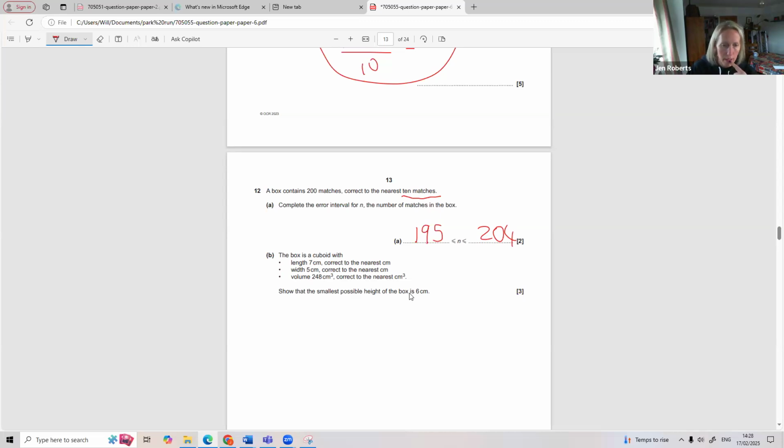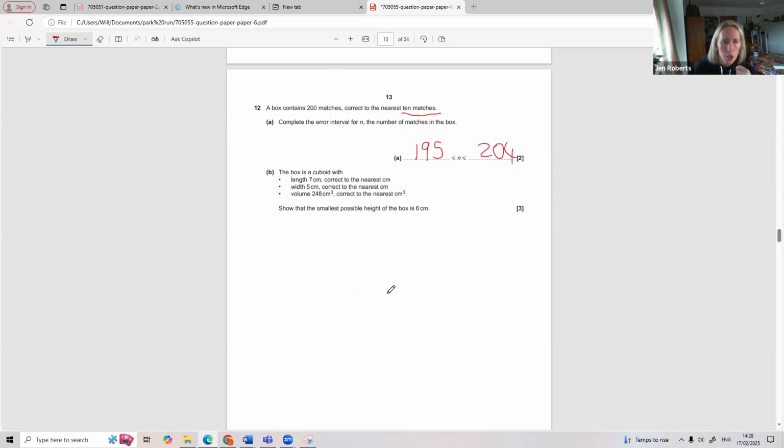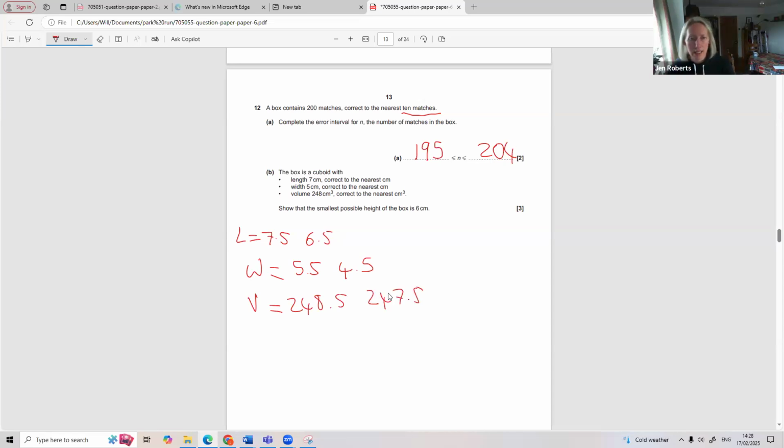The box is a cuboid, 7 centimeters to the nearest centimeter. I'm just going to start getting my upper bounds and lower bounds for these. 7.5, 6.5. 5 centimeters for the width to the nearest centimeter, so that'd be 5.5 and 4.5. I'm going upper bound, then lower bound. And the volume, 248 to the nearest centimeter cubed, 248.5, 247.5.